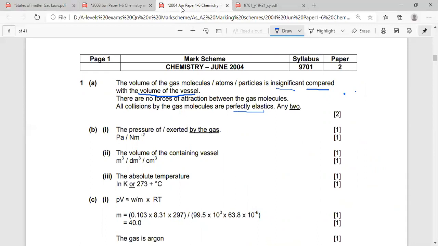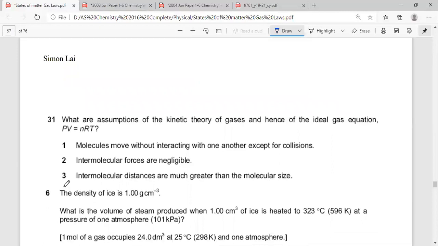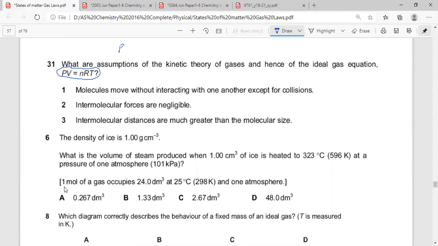Now I'll give you another one first before we go to this one. Look at the different way they actually ask you. What are assumptions of kinetic theory of gases and hence the ideal gas equation? Now this is called the ideal gas equation, which you learn in Form 5. Because in PV equals nRT, we learn earlier to calculate the Mr. PV equals mass over Mr times RT.